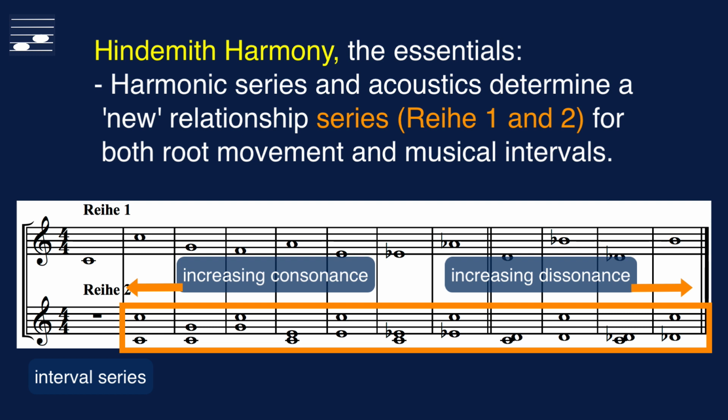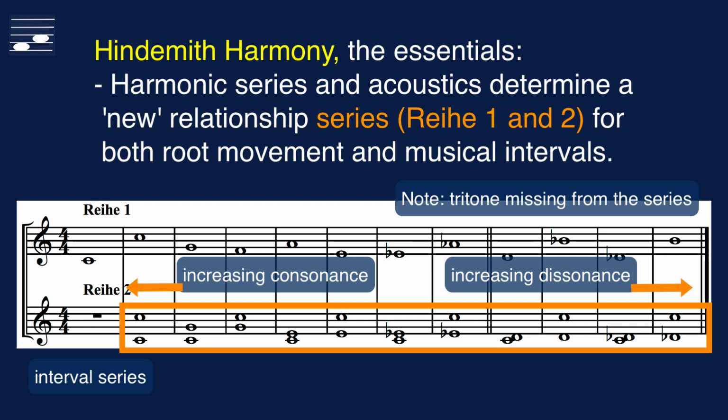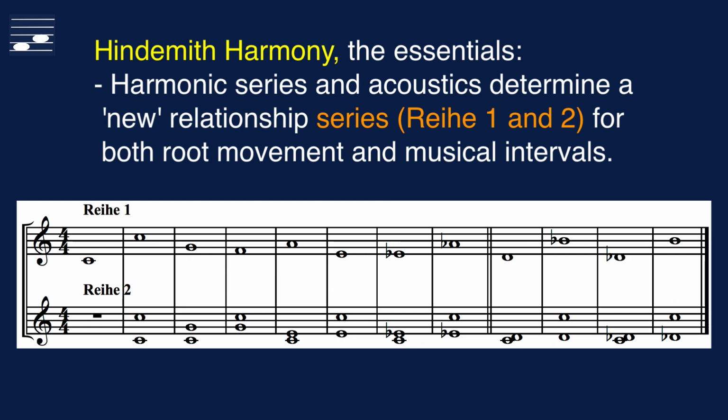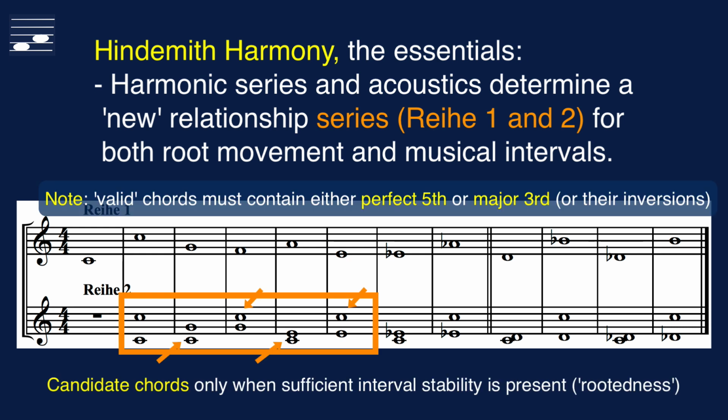There's an equivalent tendency in the second series, with more stable consonant intervals to the left and increasing levels of dissonance to the right. Note that Hindemith omits the tritone interval, the sixth semitone interval, from this diagram. Next we consider an important aspect in the Hindemith harmony proposal. Valid, useful chord structures must include a stable interval such as the perfect fifth or its inversion, the perfect fourth.